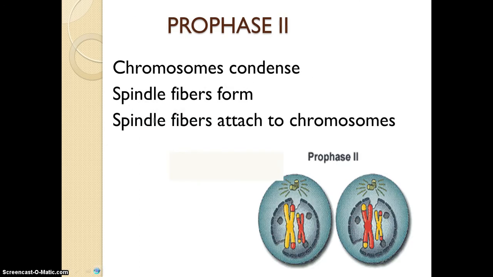Prophase 2 is the first step of Meiosis 2. The chromosomes will condense, nuclear membranes dissolve, spindles form, and will begin to attach to the chromosomes. Again, don't forget that there are two cells going through this.